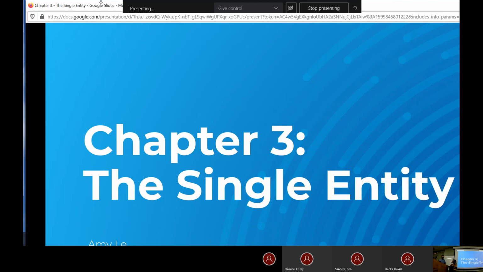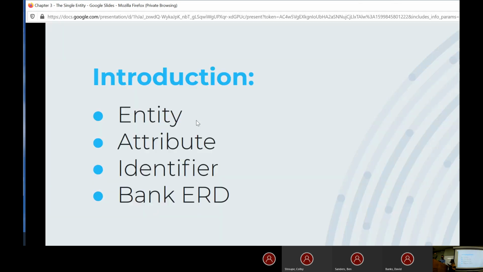So Chapter 3 overall talks about entities, attributes, identifiers. It also talks about the SQL, but we don't know how to work that. So today we're going to go over briefly entities, attributes, identifiers, and the bank ERD that we had as an example from the previous week.